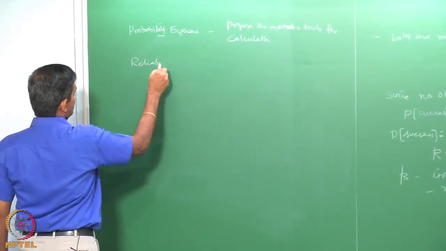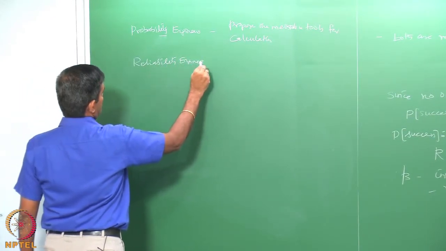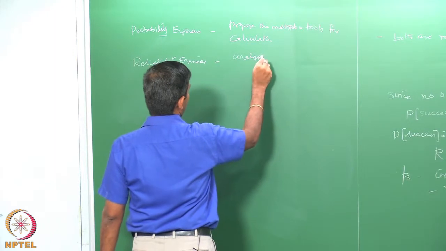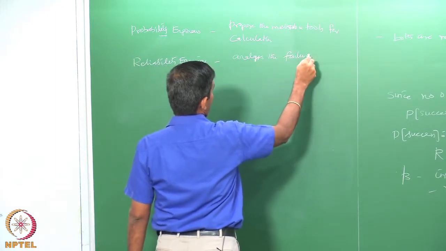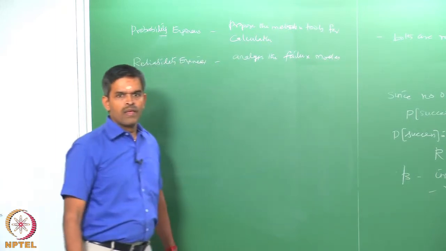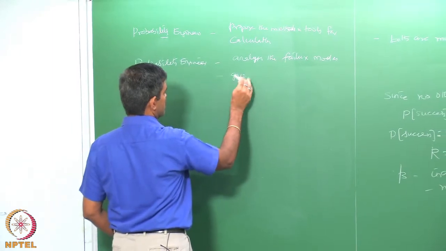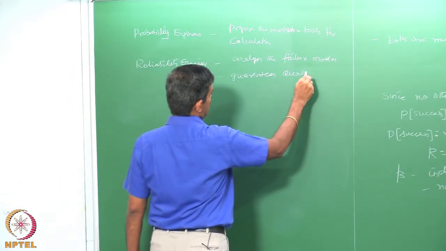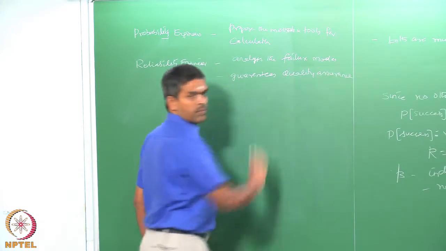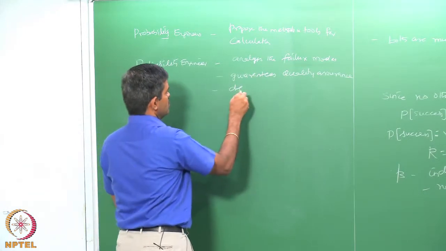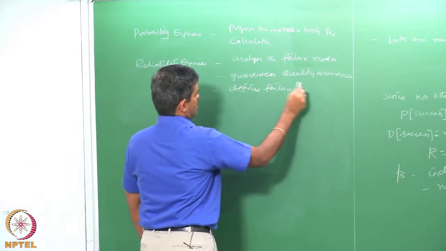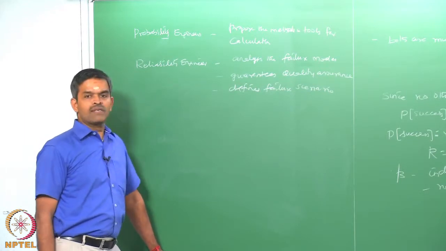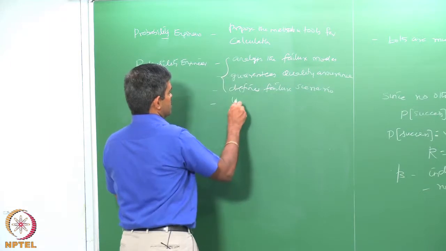The reliability engineer analyzes the failure modes, guarantees quality assurance, defines failure scenarios, because he must either follow limit state of serviceability, ultimate limit state, etc. He can also look into their combinations.